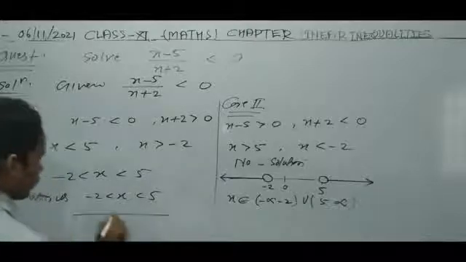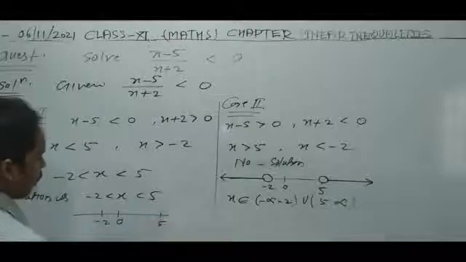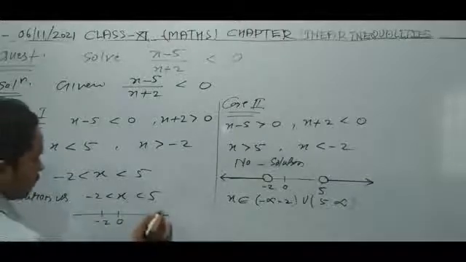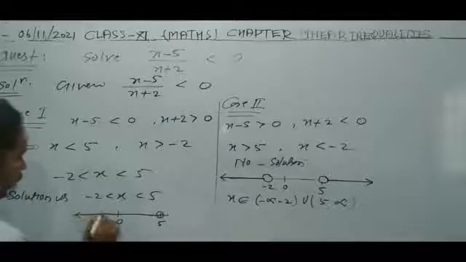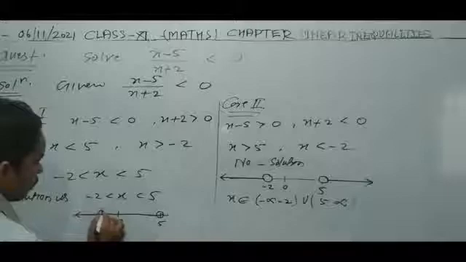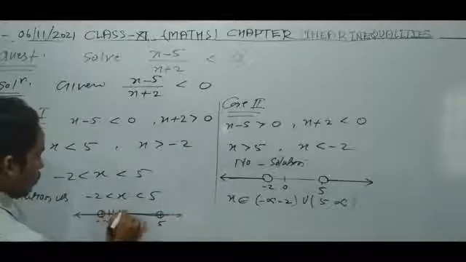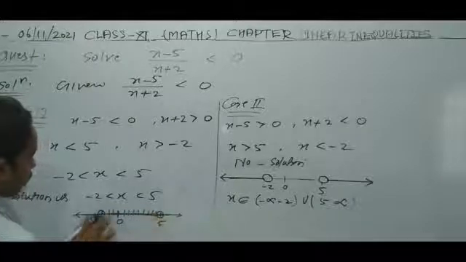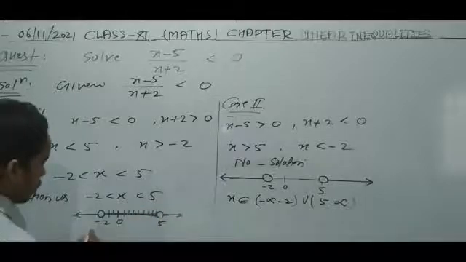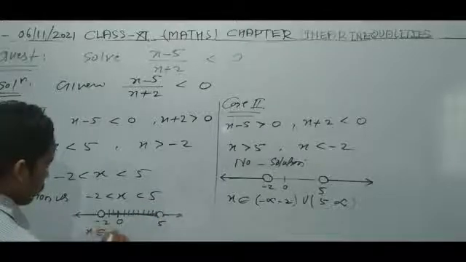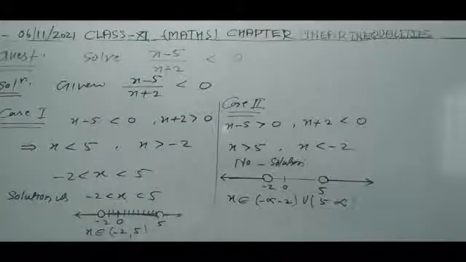So this one, when you draw the number line, this is minus 2 suppose and this is 5. So less than 5 is this region, and more than minus 2 is this region. So this is our region in which x lies. Now for this region x belongs to minus 2 to 5 in open interval. Now this is the solution set.